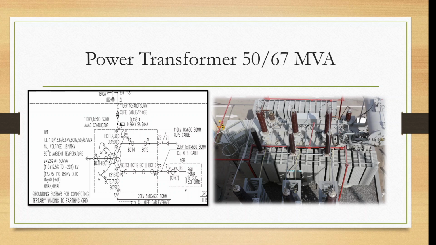Next comes a very important factor, the vector group, this YNyn0. Let us explain it in a quick way. YNyn0 plus d1. The first capital letter Y shows the primary of the power transformer, which is connected in star, with the capital N as a neutral. You can see here, this is Y and this is neutral.